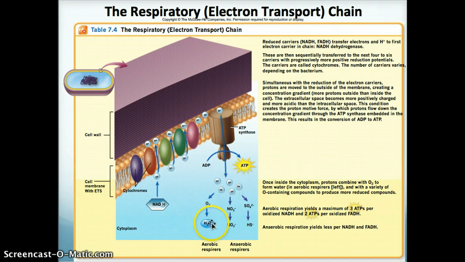Those hydrogens then will match up with oxygen here and form water when we're looking at aerobic respiration, and they will hook up here with either nitrate or sulfate in anaerobic respirators. So that would be where the hydrogen goes here or the electrons go here. And once again, that aerobic respiration will yield a maximum of 3 ATPs for each NADH and 2 ATPs for each FADH. So anaerobic respiration, though, yields less per each of those. And I think we showed that at the very start, that you're not going to get quite as much without the presence of oxygen.